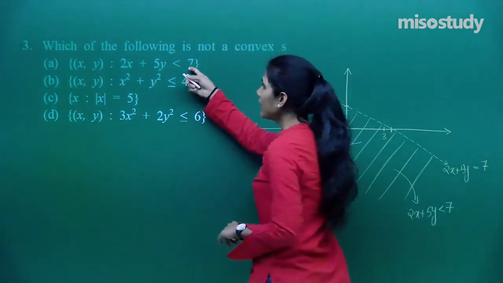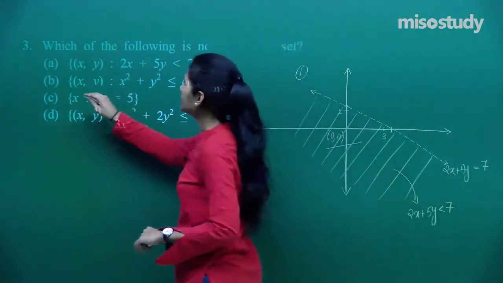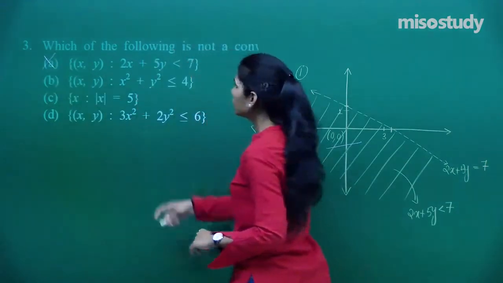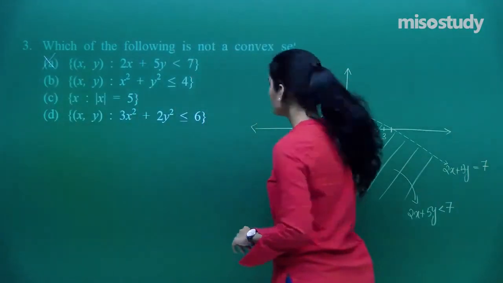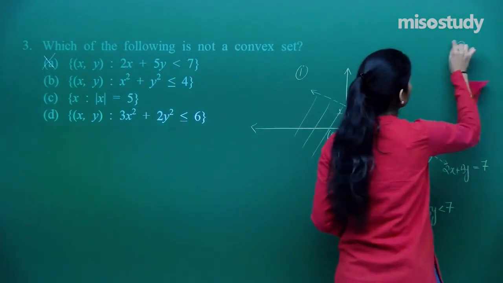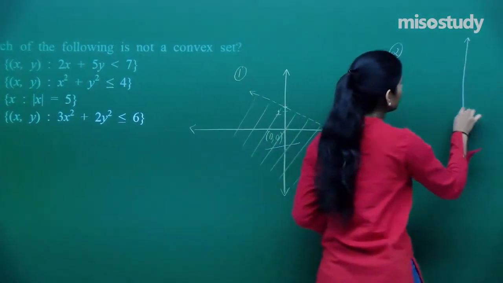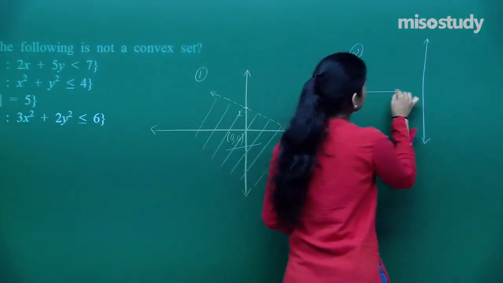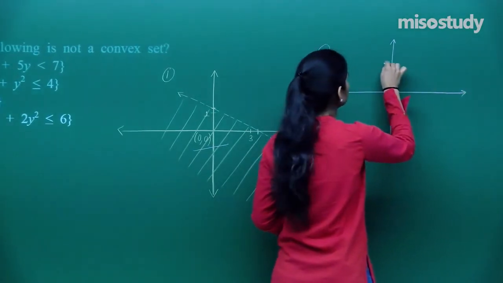I have to find out which one is not a convex set. This is a convex set. What about this? x square plus y square less than equal to 4. If I talk about x square plus y square less than equal to 4, this is nothing but a circle with center at origin and radius equal to 2.